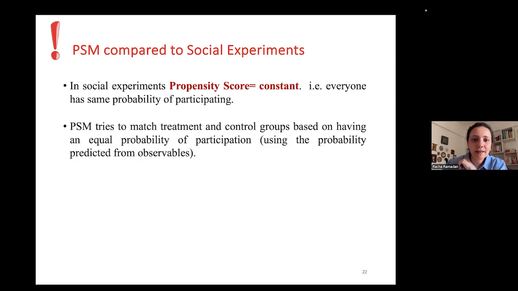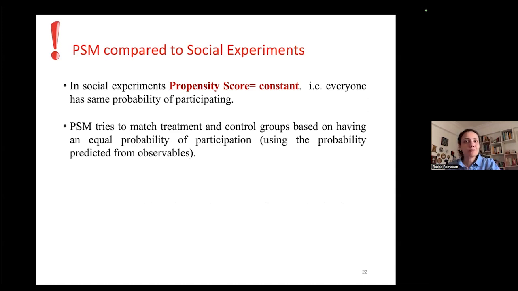As I said in the beginning, the main idea behind the PSM is that we want to mimic the random experiment. And in a random experiment, this propensity score is constant. We all have the same probability of being selected into this social experiment. So there is no selection bias. It is not related to any of our characteristics.